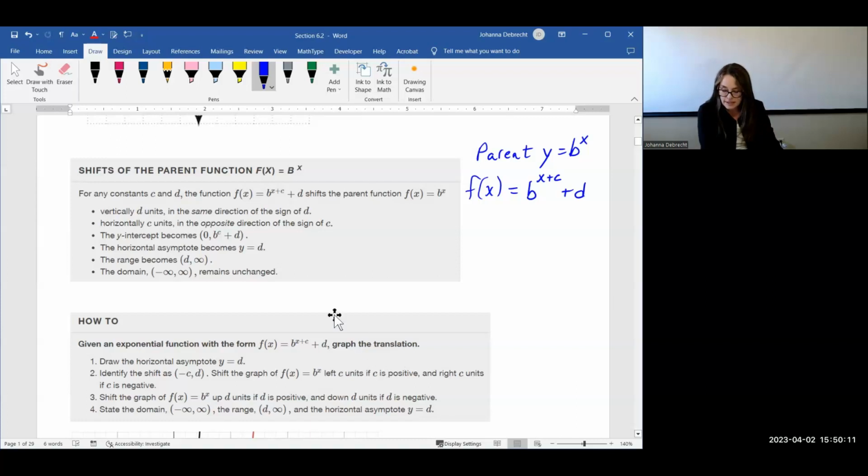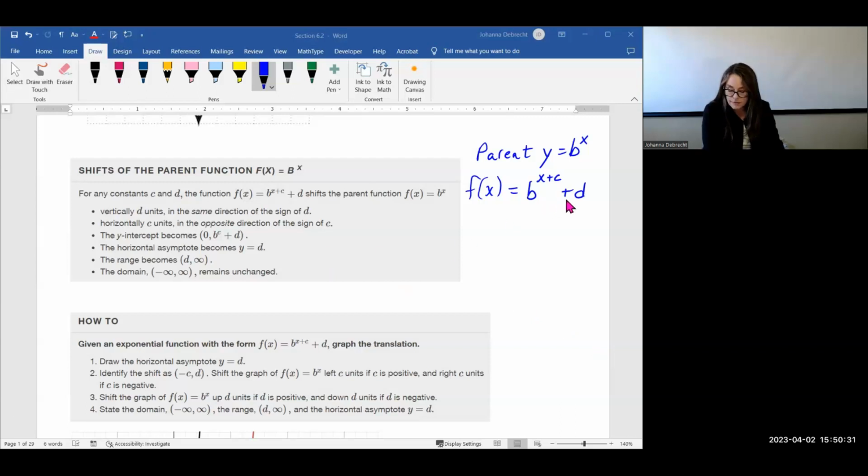The d is not inside the main operation. It's outside the main operation. So it's really affecting the y value. So because it's not on the same side with the y, it's going to do exactly what you think it would. If it's plus 5, it moves up 5. If it's minus 7, it moves down 7.